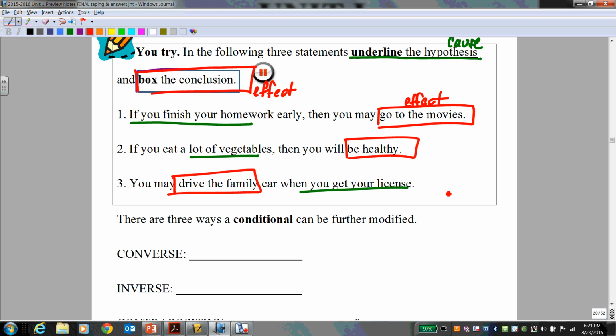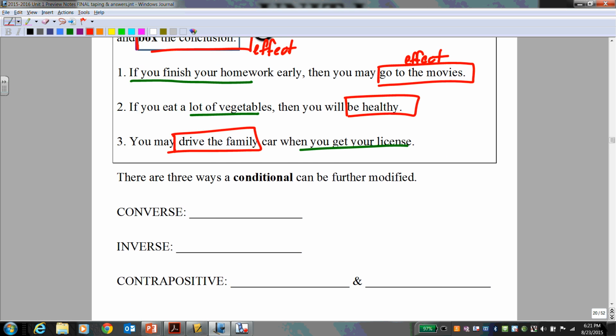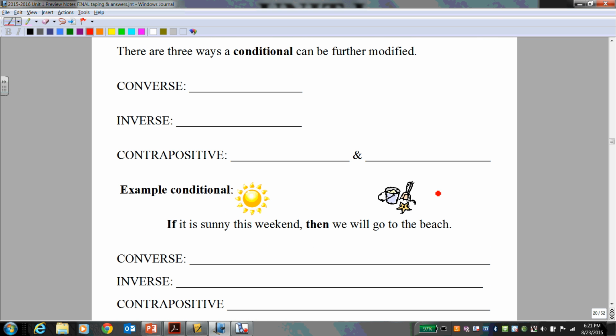Now when you have a conditional, and remember a conditional, just put in parentheses, that's an if-then statement, there's 3 ways it can be modified. And this all is building up to our logic. The converse.